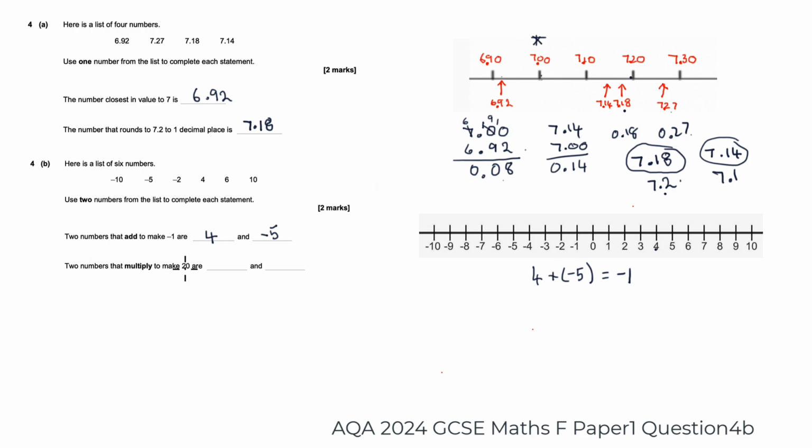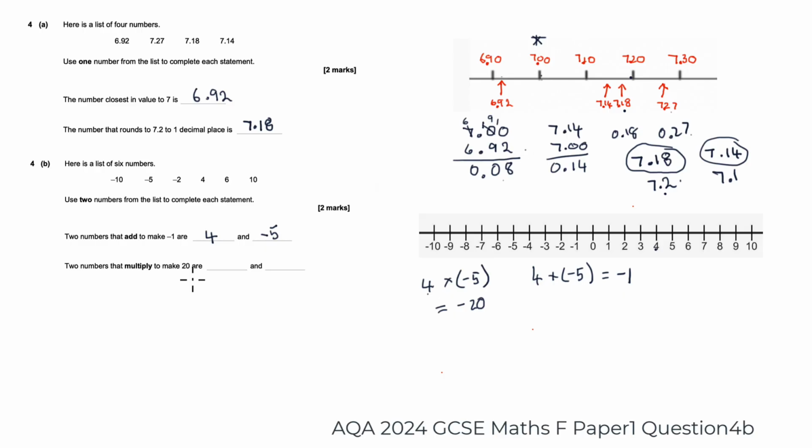2 numbers that multiply to make 20. Well, what numbers do you know that multiply to make 20? 4 5s. 4 5s are 20. There's 4. And there's a negative 5. However, if we multiply a positive 4 by a negative 5, positive times negative gives us negative. So that's not the one we're after.